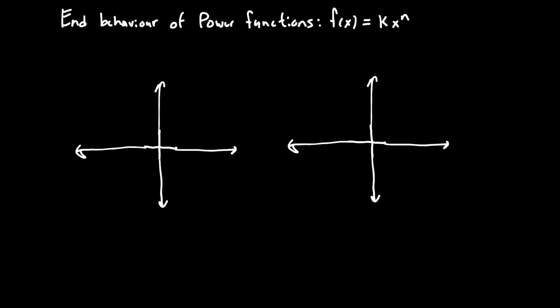For the cases when k is a negative number, by transformation of functions, this is going to correspond to a reflection along the x-axis. For example, when k is less than 0 and n is even, as x approaches infinity, we have that f of x is approaching negative infinity. And as x approaches negative infinity, f of x is also approaching negative infinity.